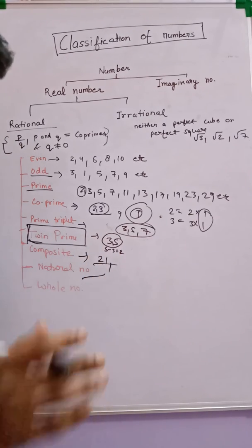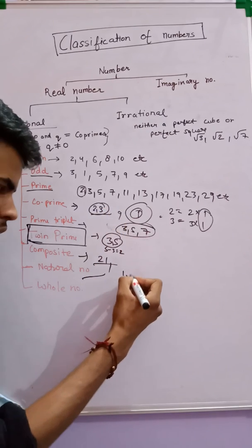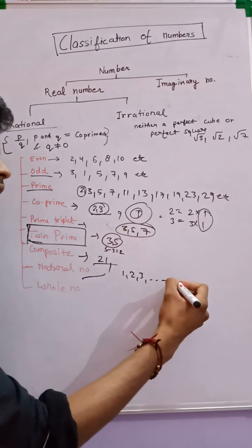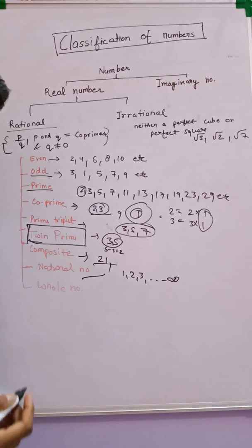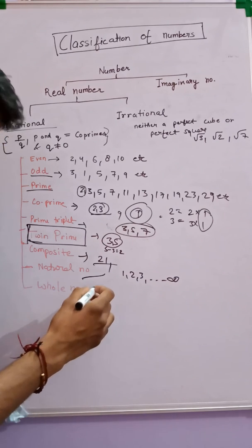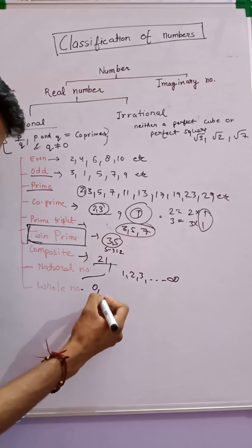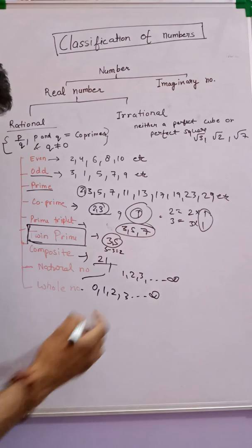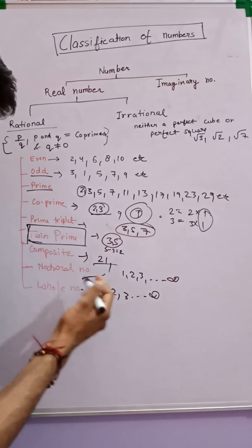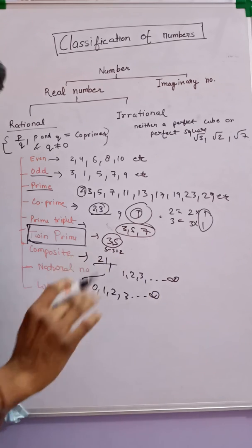Natural numbers: all the counting numbers starting with 1. For example, 1, 2, 3, till infinity. Whole numbers: all the counting numbers starting with 0, that is 0, 1, 2, 3 to infinity. Or we can say natural numbers including 0.